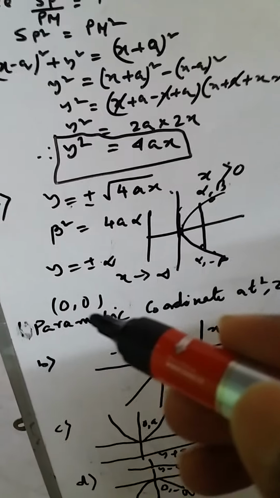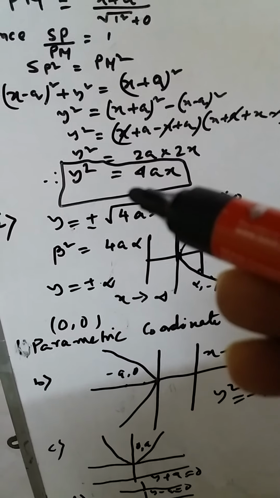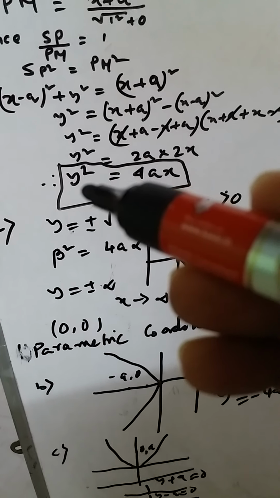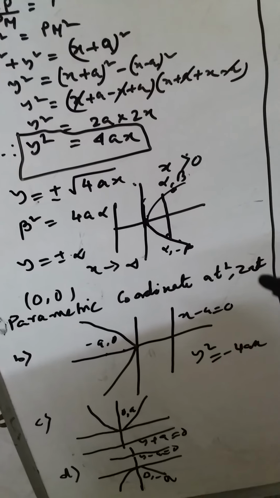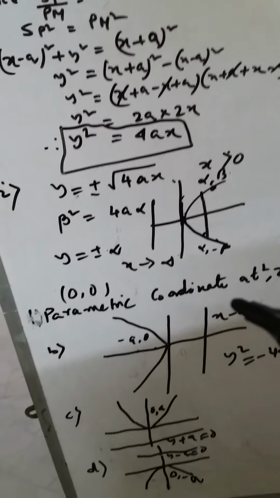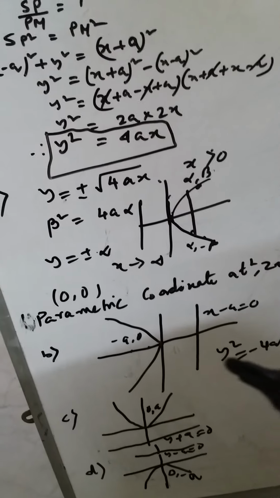Now the parametric coordinate is at square, 2at. If we put here x equal to at square, we get y equal to 2at. That is the parametric coordinate.